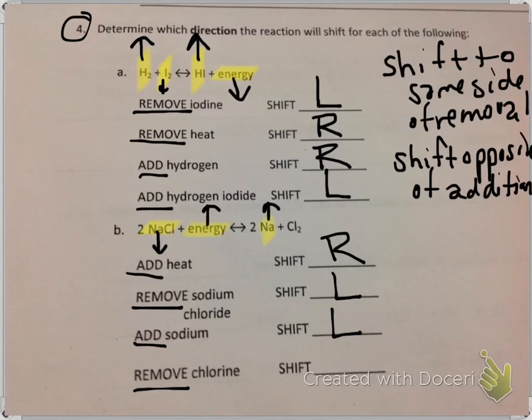If I remove chlorine, chlorine is right here. If I remove that, I'm removing on the right. It's going to shift to the opposite side, so it's going to shift left.